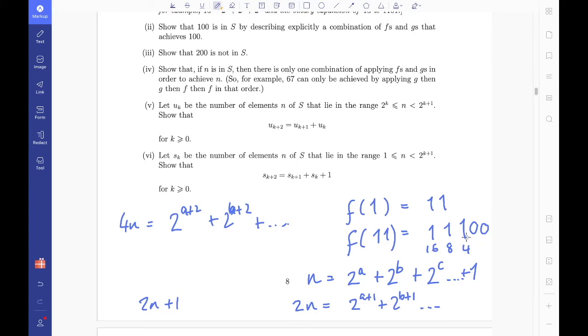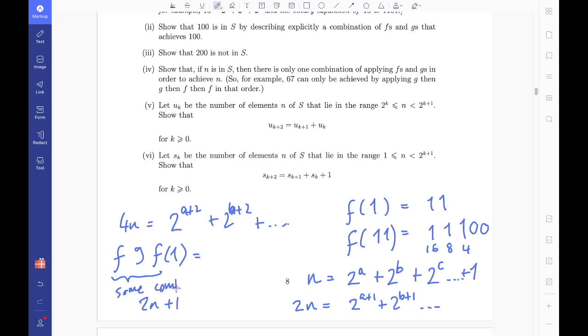So this is going to be very helpful, I think. I think we could show that 200 is not in S by considering the binary code that encodes 200. Because you're applying all this to 1, you start with the binary digit just 1, then you apply some combination of f's and g's to this 1. That will give you, so I'm just going to go with some combination.